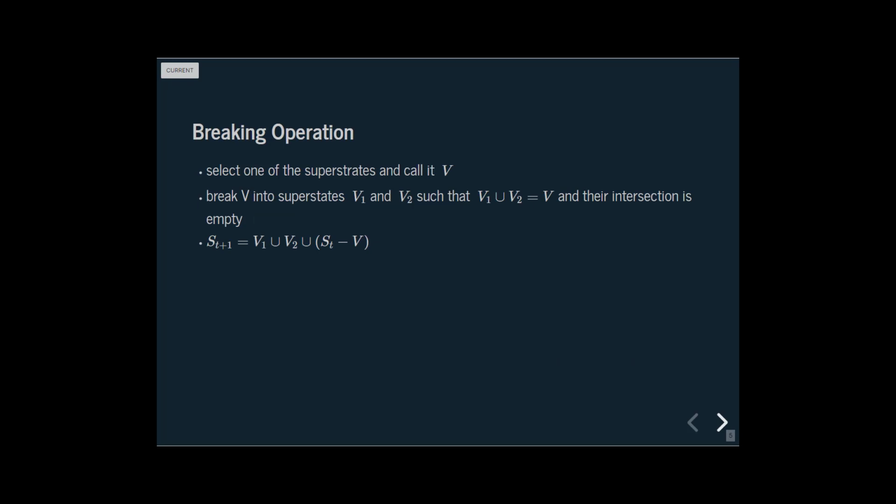Before I can start explaining my algorithm, let's define some operation called breaking operation, which is defined in these three simple steps that you can see. First, select some superstate V and then break it into V1 and V2 such that their intersection is empty. And then define the next simplified state step as in step 3.